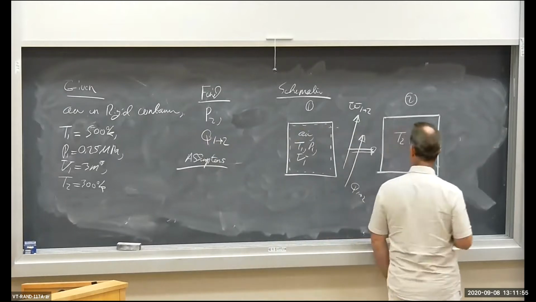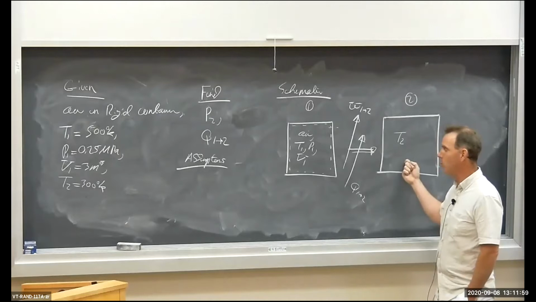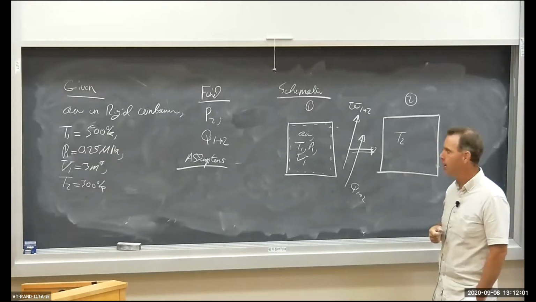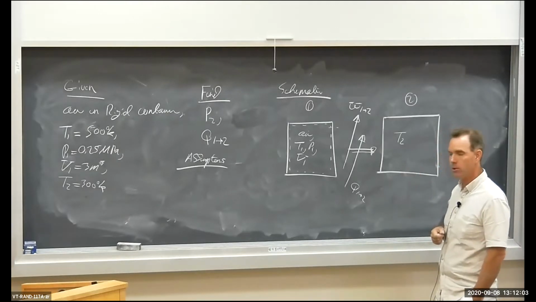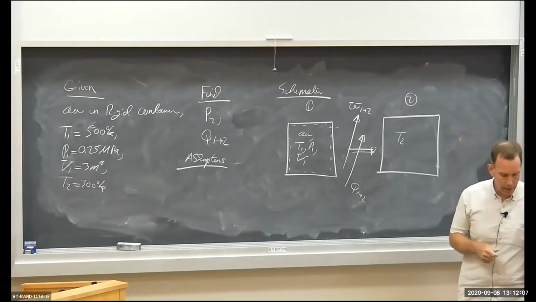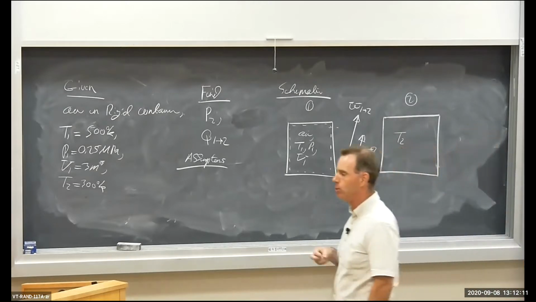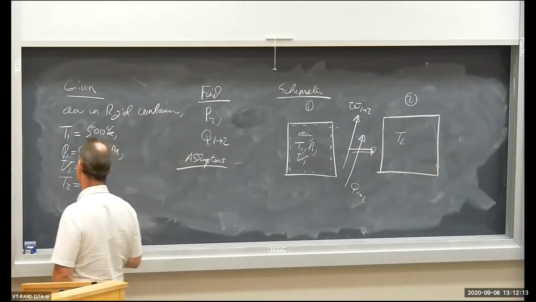And then heat is transferred in such a way to cool down the air to bring it to T2. So in a rigid container, we start off with some temperature T1, and the temperature is brought down to T2. Let me give you some numbers here.